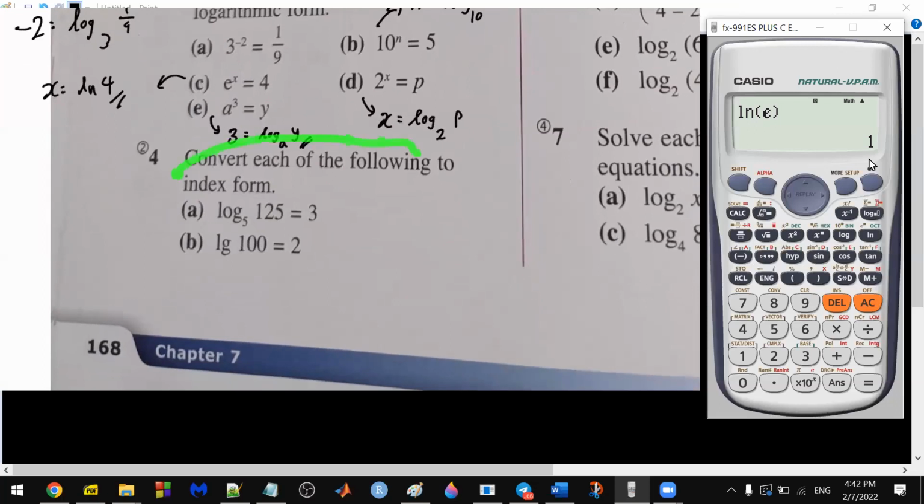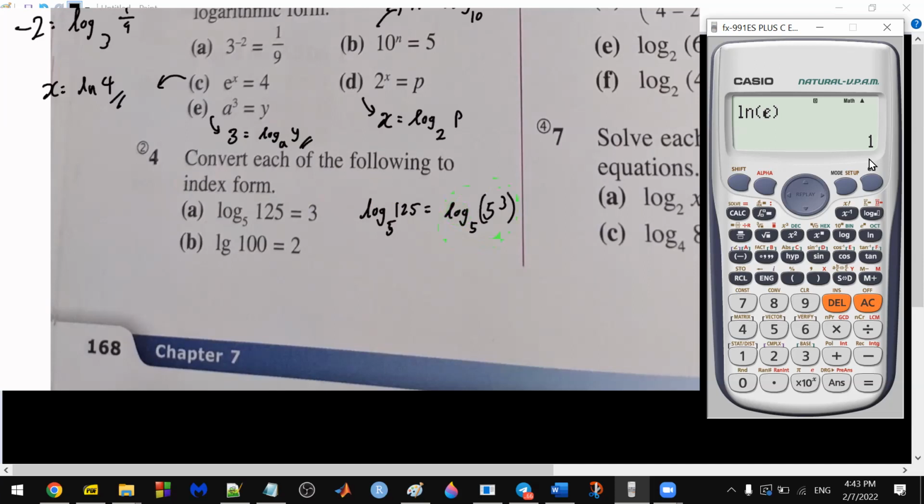Next one. Question 4. Convert each of the following to index form. What are they talking about? I am a bit confused. Okay, I believe what they want you to do is to prove that the left-hand side must be equal to the right-hand side without using a calculator. Yes, so 125 goes to 5 cube. So that means that log 125 base 5 equals log 5 cube base 5. But remember that logarithm is asking you about the power. So how do you interpret this?